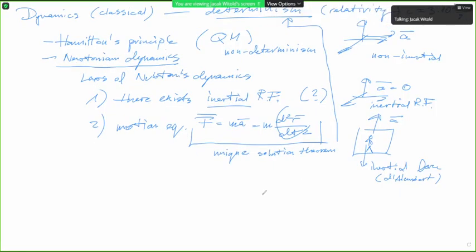Okay, and what else? There is also the third law of Newtonian dynamics, which is referred to simply as the action-reaction principle.